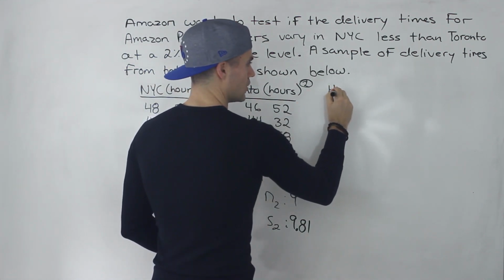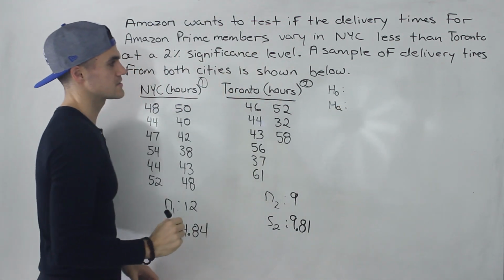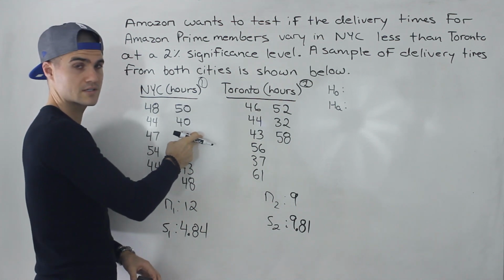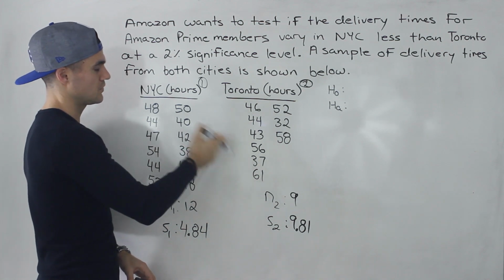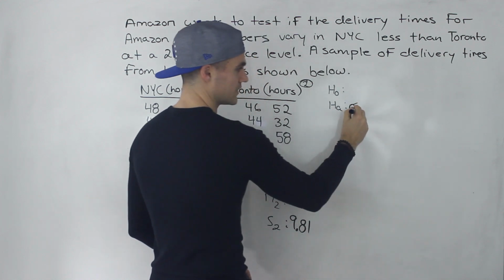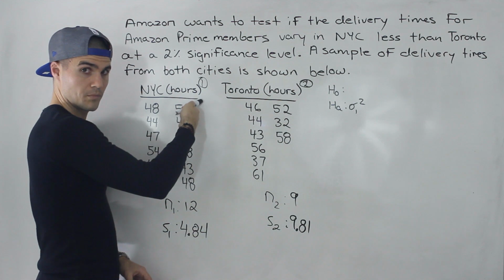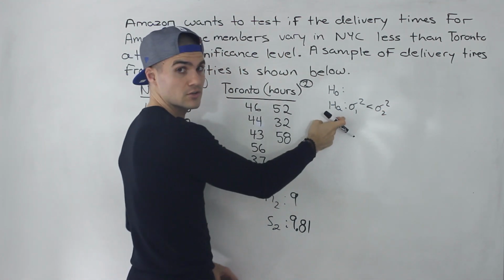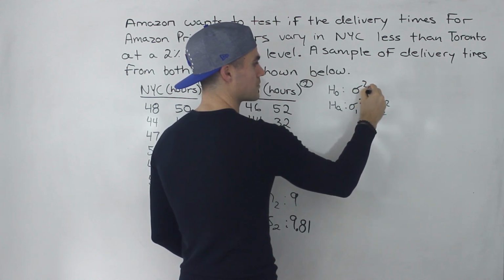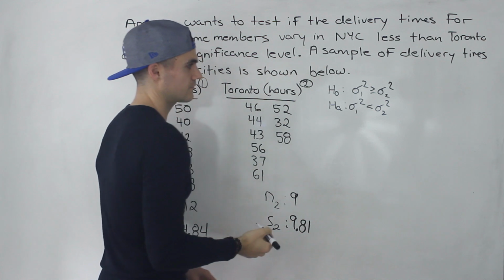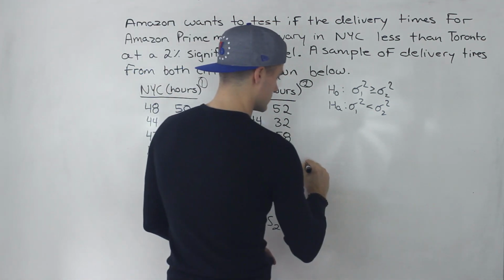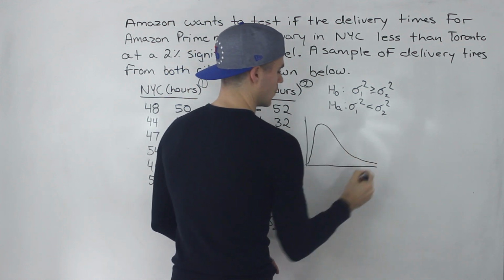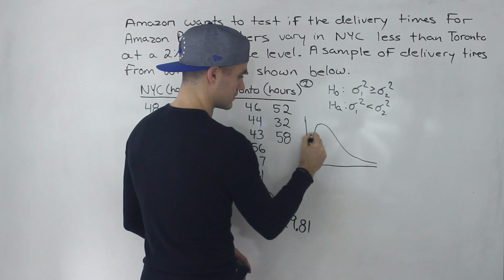So if we set up our null and our alternative hypothesis, what are they going to be? Well, notice that we're testing if the delivery times for our Amazon Prime members vary in New York City less than Toronto. So we want to check if that population variance for population 1 for NYC is less than the population variance for population 2. So that's the alternative hypothesis. So the null hypothesis would just be the opposite of that. So notice here that with how the null and the alternative is set up, we are working with a left-tailed test.